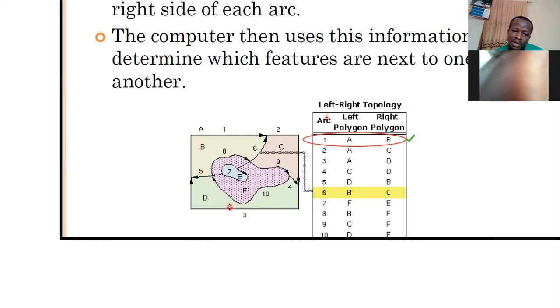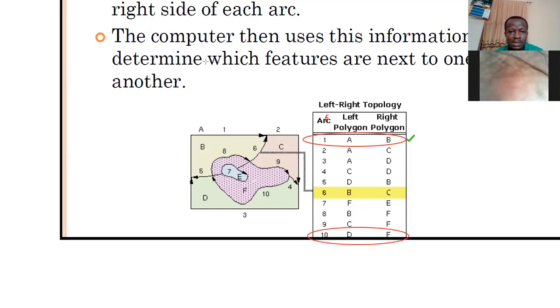Okay, I think I have something else here. This is 10. This is 3. What we have here is a little different, but 10 is down here. So I'm looking at the wrong place. Yes, otherwise it would have been wrong. So for 10, the left polygon is D and the right polygon is F.